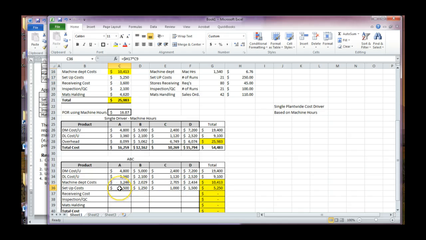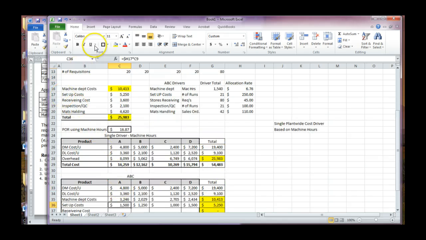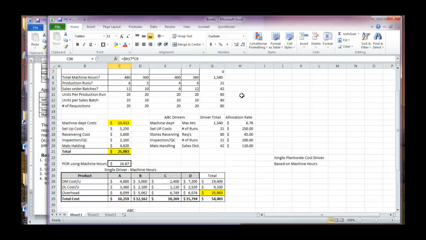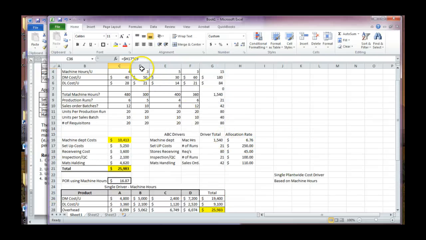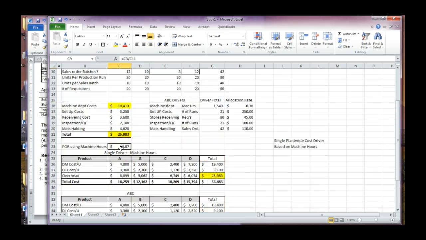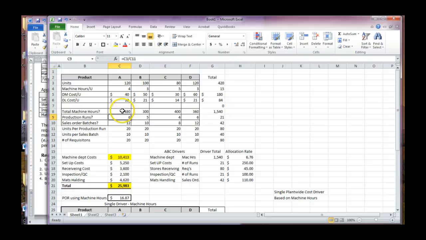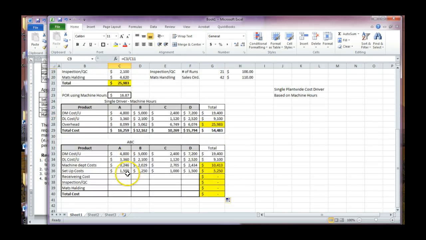What did I do there? Okay. So what I did is I took H17, which is your setup cost by production runs, 250, times C9, which is 6. Now what's nice about that is just right below the C5, C6 is always below C5, which we used in the last problem. So I could just pull the column down. Saved a whole bunch of calculation.